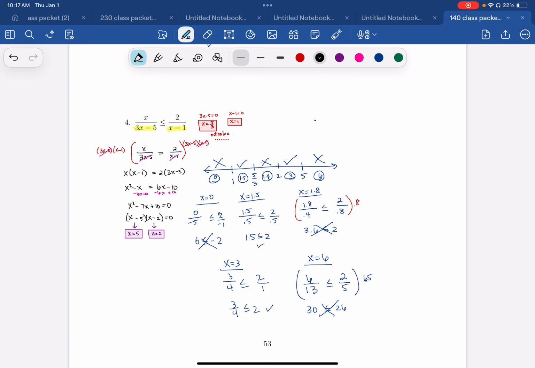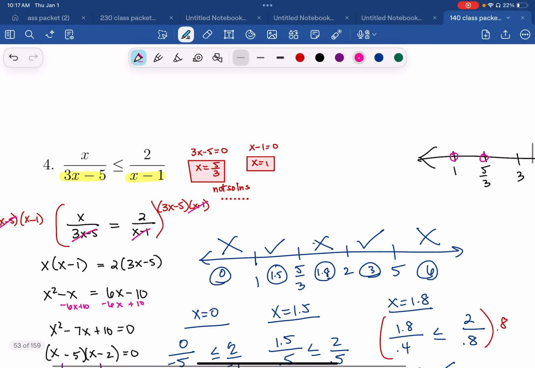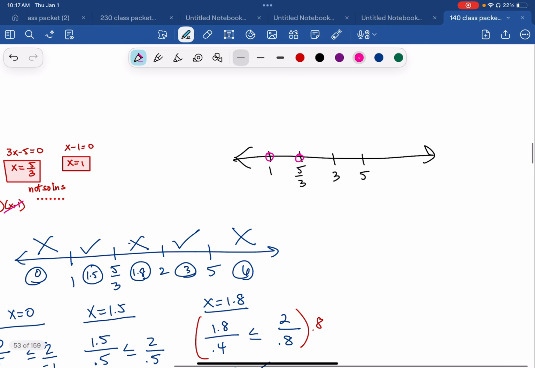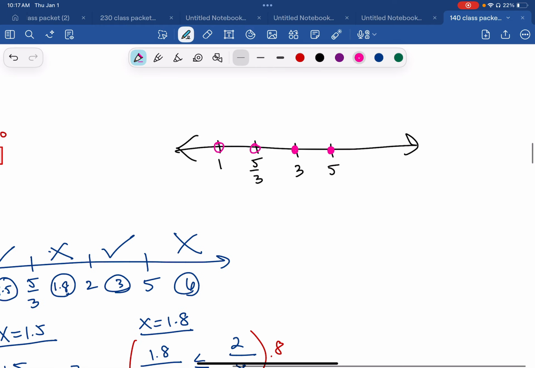So our answer here, we're going to put on all of our values. So again, we've got the 1, the 5 thirds, the 2, and the 5. Now we know that the 5 thirds and the 1 are not values. And we know that the 2 and the 5, check it, it is or equal to. So the 2 and the 5 is a yes. Oh, hold on, that's a 2, not a 3. Oops, let's fix that.